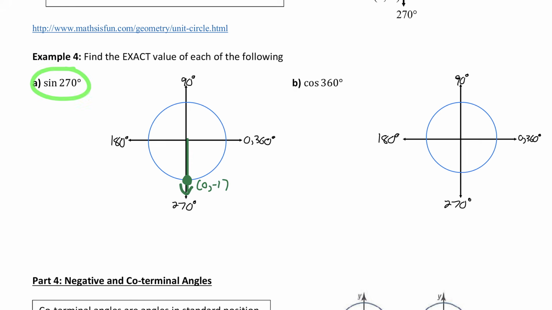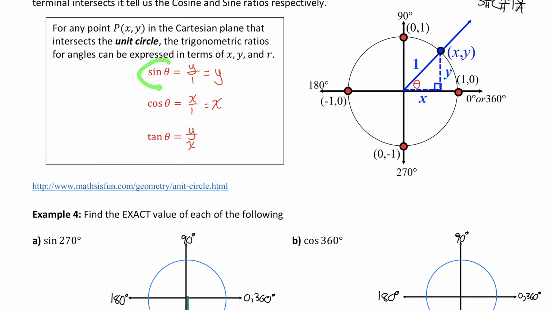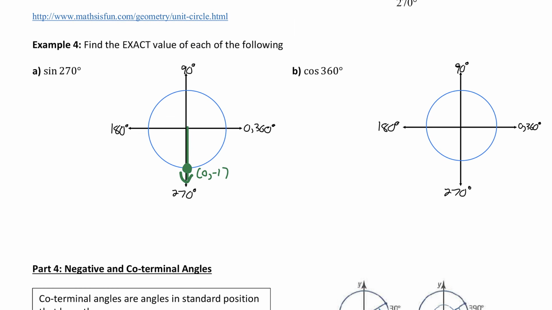I want sine of 270 degrees. Well, if we look back here, the sine ratio of any angle is equal to the y-coordinate of where you intersect the unit circle. And I know the y-coordinate of where I intersect the unit circle is -1. So I can say sine of 270 is equal to -1. And that's it, that question's done.